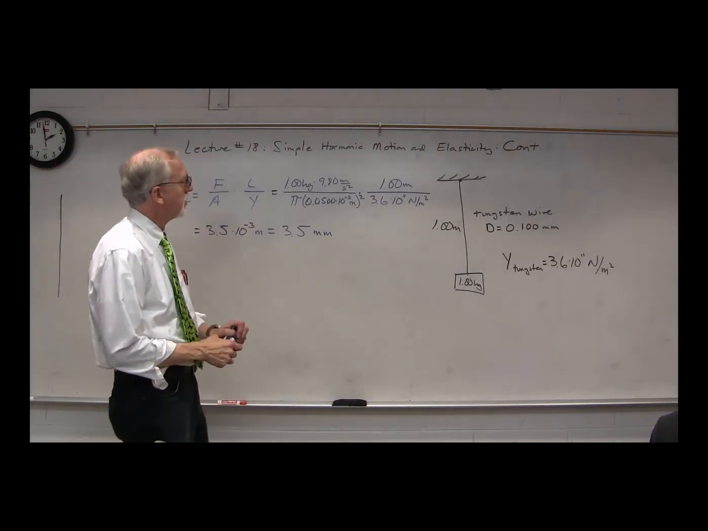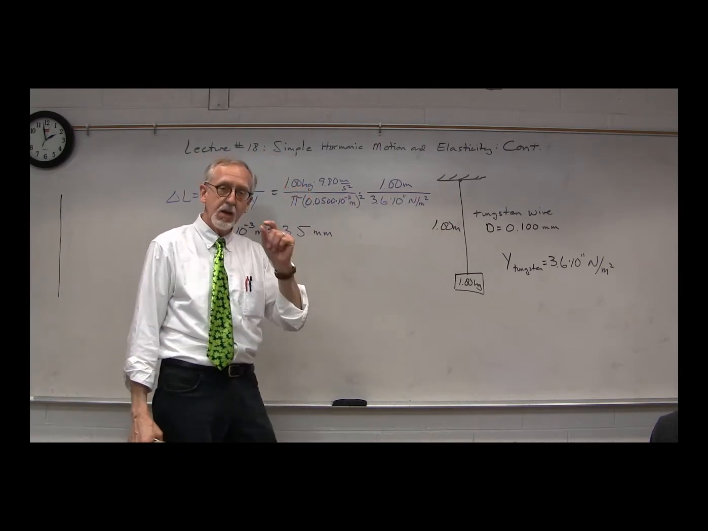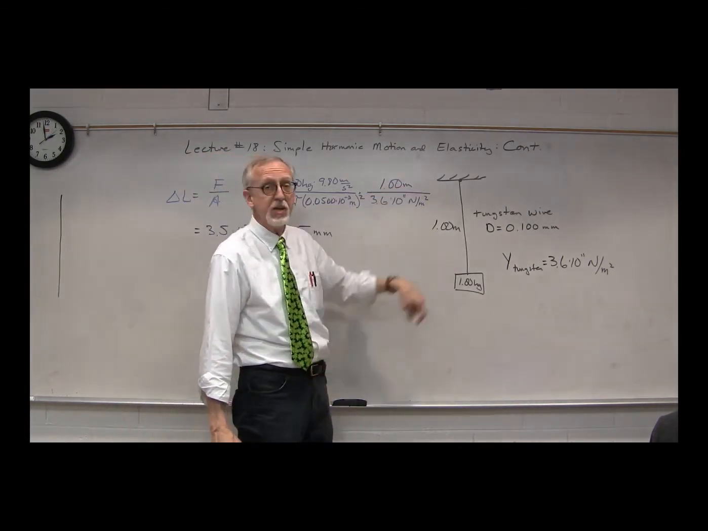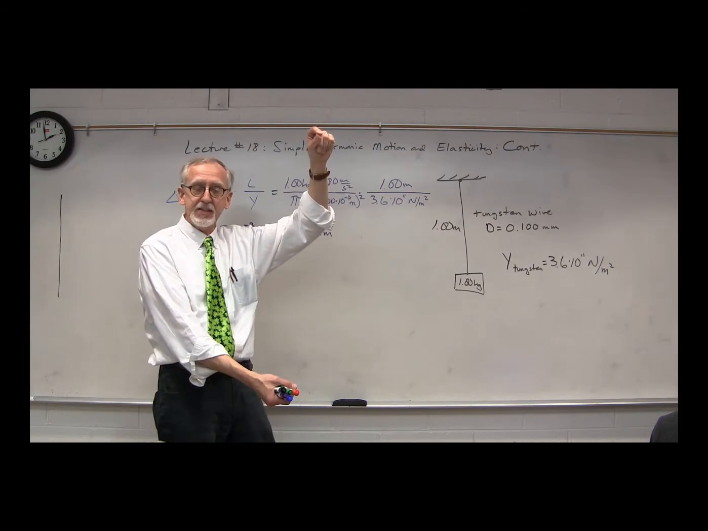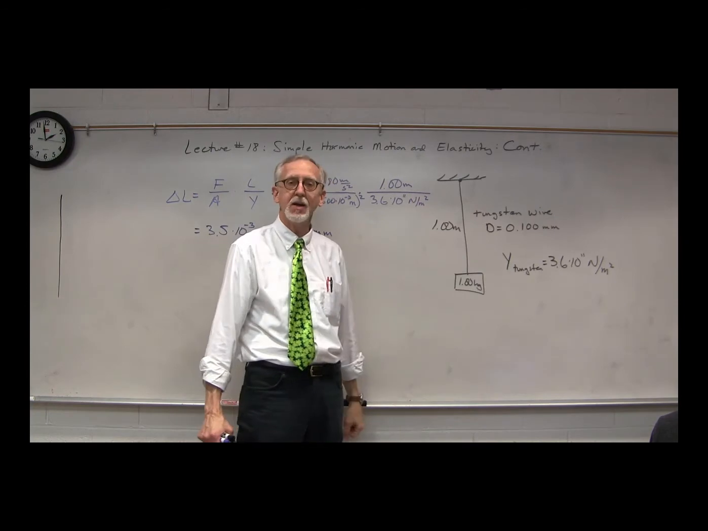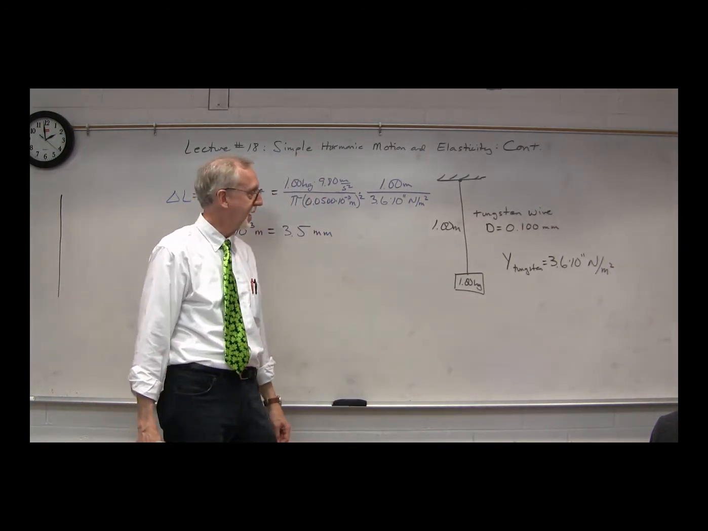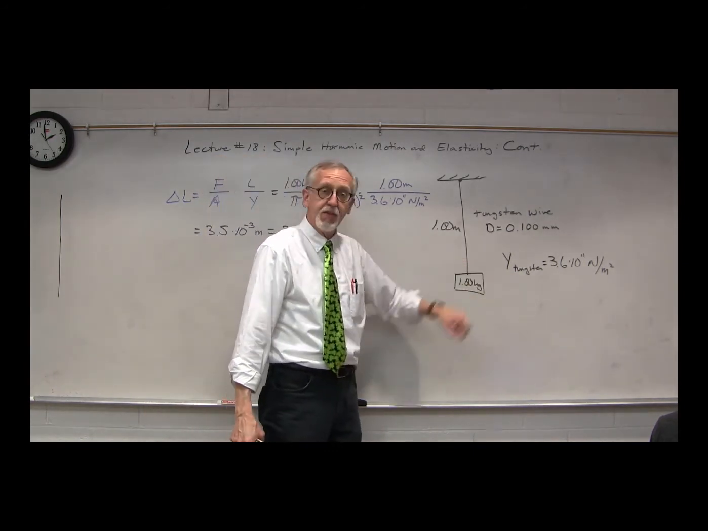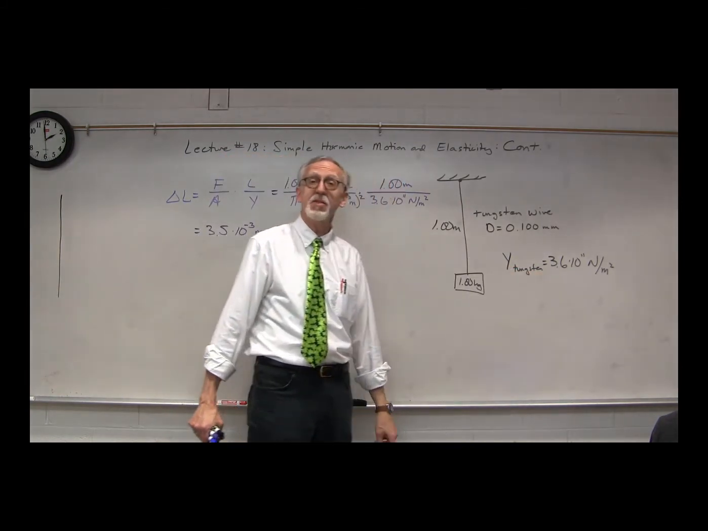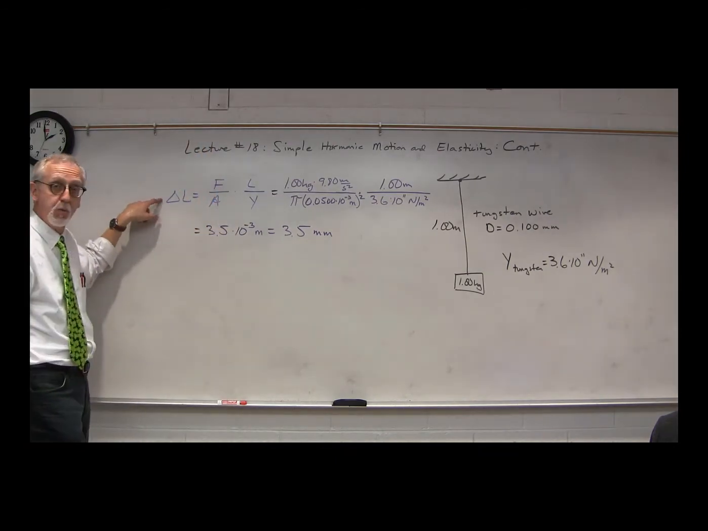Okay, so let's try this problem. Let's imagine we have a tungsten wire that is 1 meter long and 0.1 millimeters in diameter, so a very, very thin wire, hanging from the ceiling. Initially it's hanging just by itself, but then we put a 1 kilogram mass at the bottom. How much does it stretch when we apply this mass hanging at the bottom? The Young's modulus for tungsten is 3.6 times 10 to the 11th Newton per square meter.